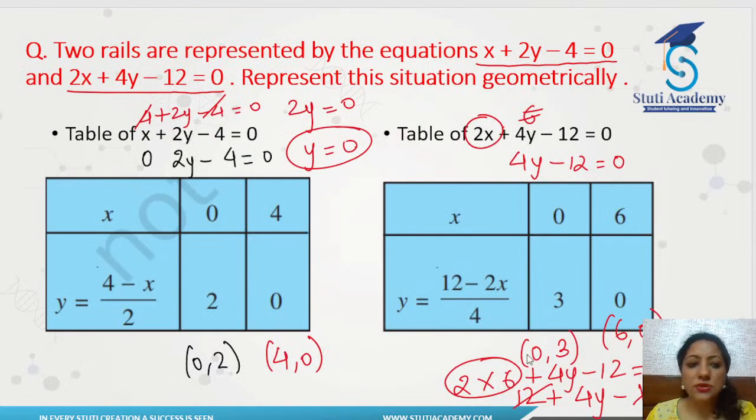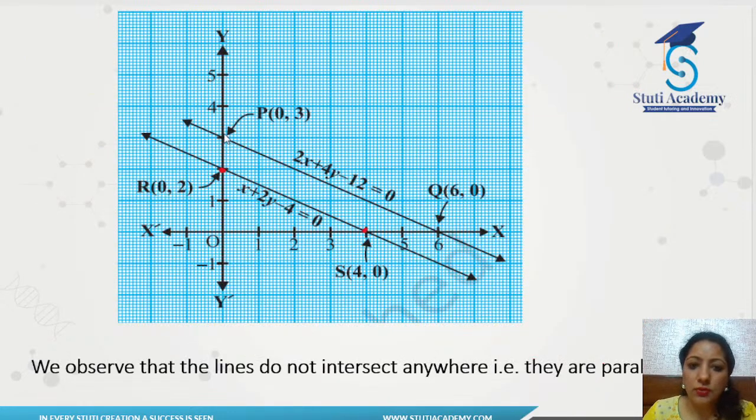Coming to the second equation, we have 0, 3 and 6, 0. 0, 3 is here and then we have 6, 0 here. Now we are going to draw a line passing through both of them. Now please observe these two lines, they don't intersect anywhere. They are parallel. Even if you keep extending them, they will not meet. They are parallel lines. So this is the case of no solution.